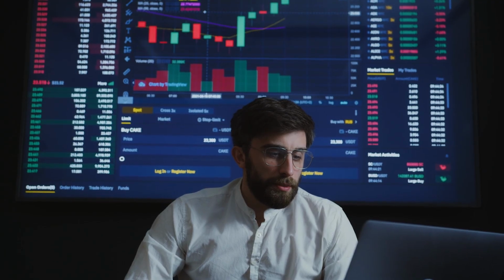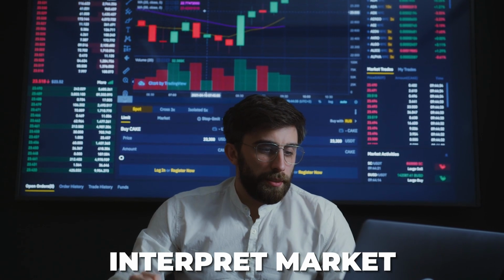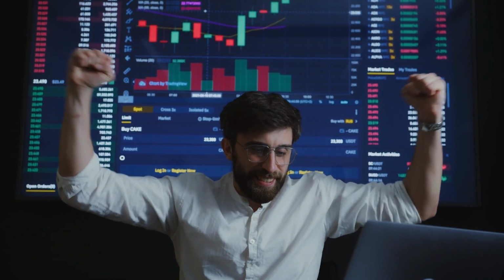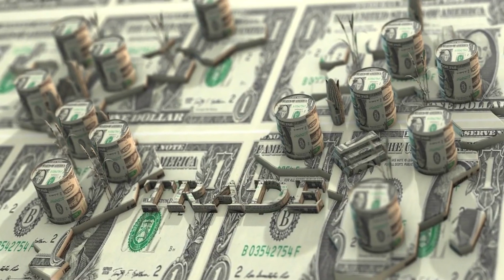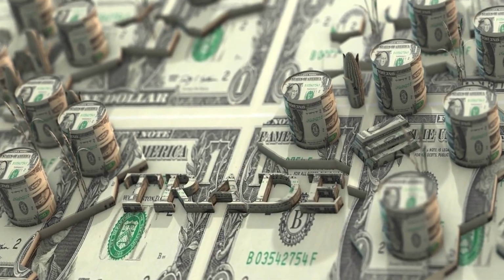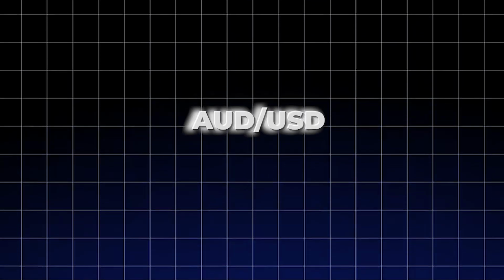Understanding this relationship helps traders interpret market sentiment when trading the Aussie. Popular Australian dollar trading pairs. Let's look at some of the most commonly traded pairs involving the Australian dollar.